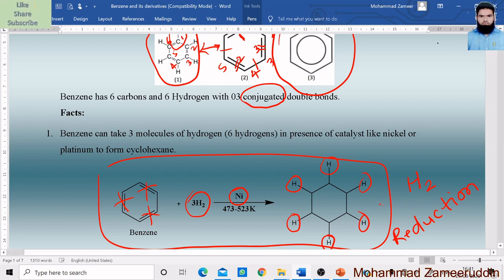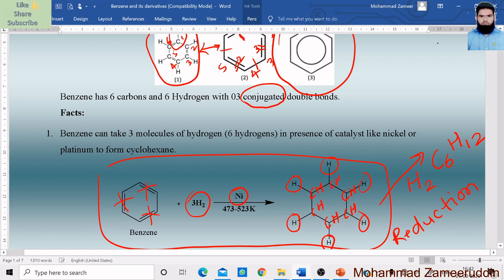Now the formula of this cyclohexane is C6H12. Why? Because here each corner represents CH2, and that's why there are 12 hydrogens.